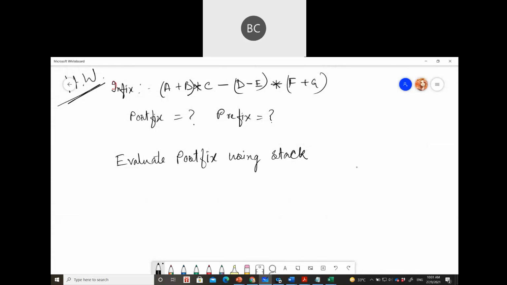Okay, so what you have to do? 2, 3, plus. Okay, it's a plus sign. Then 3, 1, plus, and this is a multiplication. We have to evaluate this with the help of a stack, the same way I showed in the example.